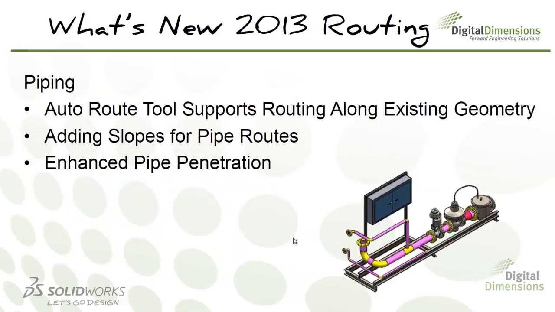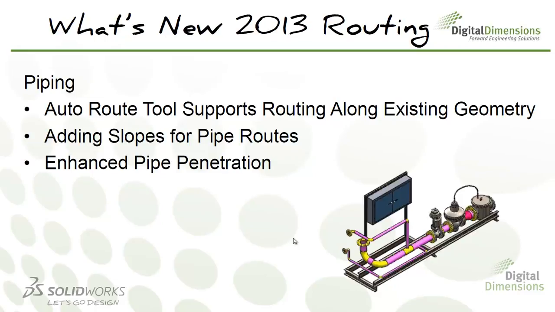I'll go into pipe routes first. Now there's this new functionality called route along existing geometry, which is going to speed up the process of creating routes because you won't have to zoom in and zoom out so much when you're creating routes, because you can just pick a face and offset the end of a pipe route off of faces. In this case it could be walls or floors or ceilings.